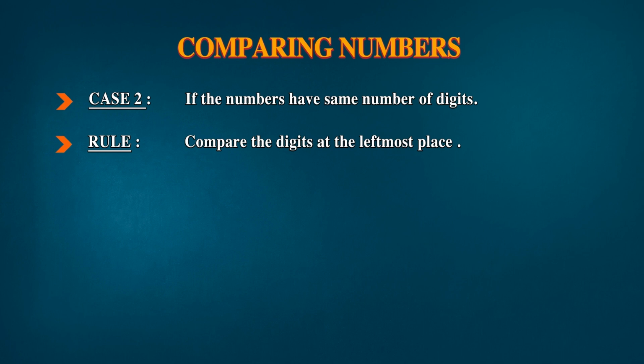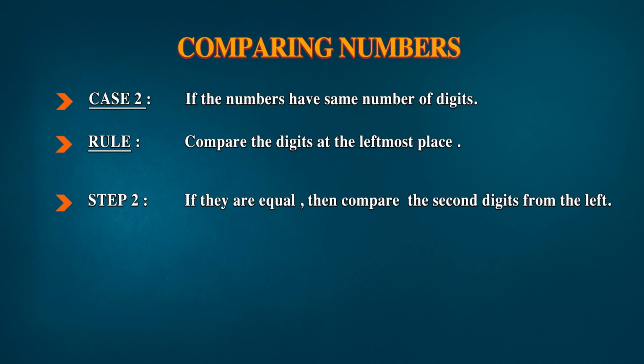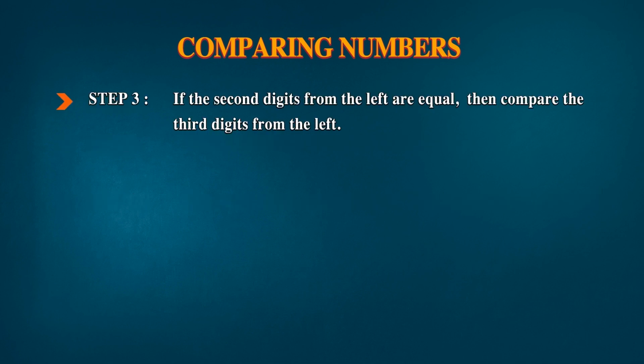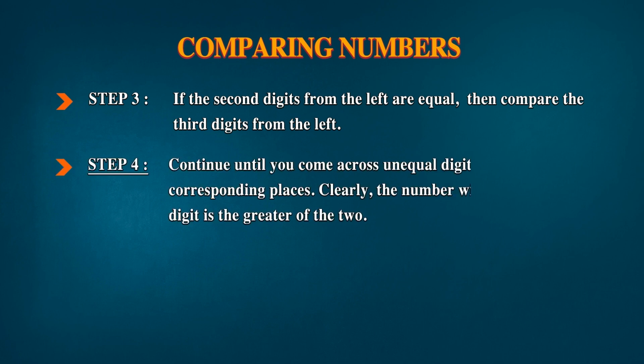But what if the leftmost digits come out to be the same? Then step 2 is that if they are equal, then compare the second digits from the left. If the second digits from the left are equal, then compare the third digits from the left. Continue until you come across unequal digits at the corresponding places. Clearly, the number with the greater such digit is the greater of the two.